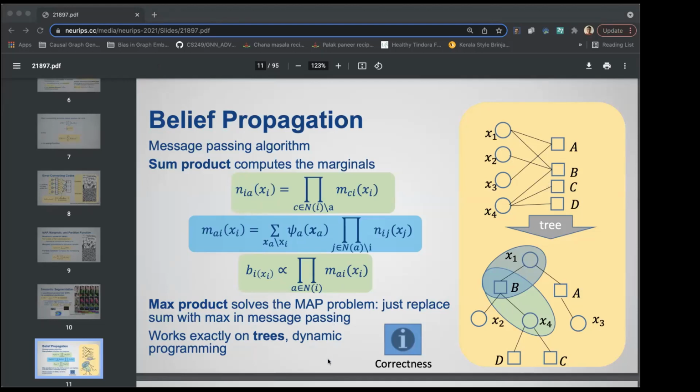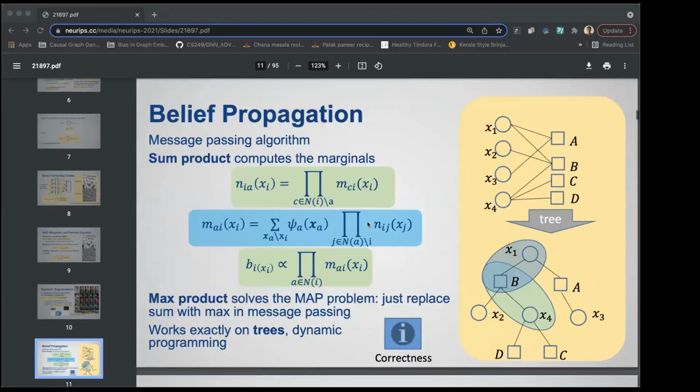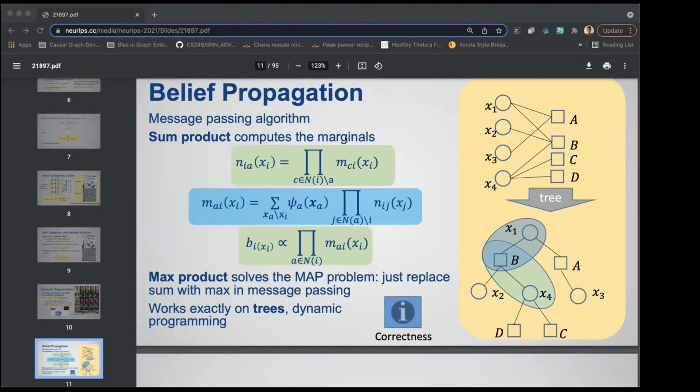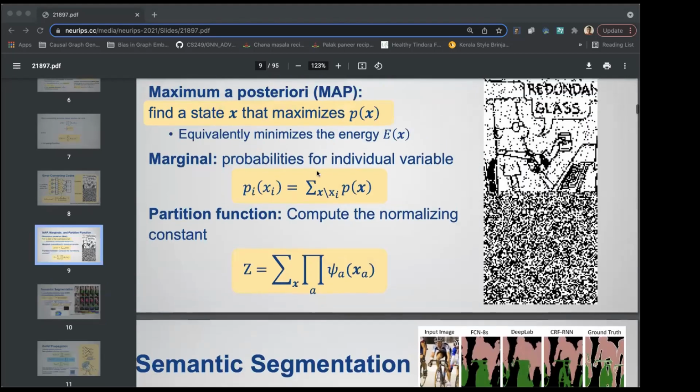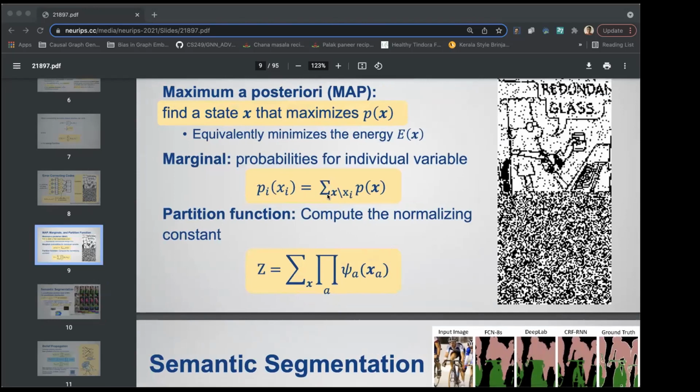Does anyone know the benefit of something like this? A first question I could ask is, if we want to compute the marginals, why don't we just do this? Why do we need the message passing algorithm? Yeah, I think it's mainly for efficiency consideration because the messages can be reused. Yes, exactly. That's the right answer. So can anyone tell me how many different possible combinations I might need to instantiate here in order to compute the marginal?